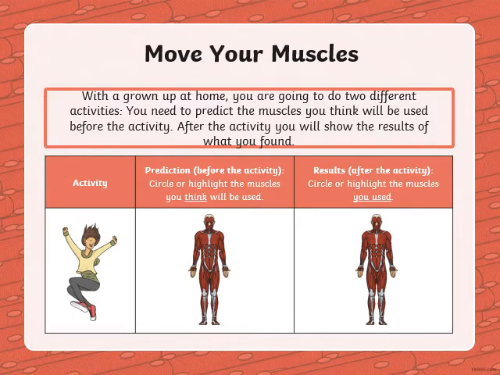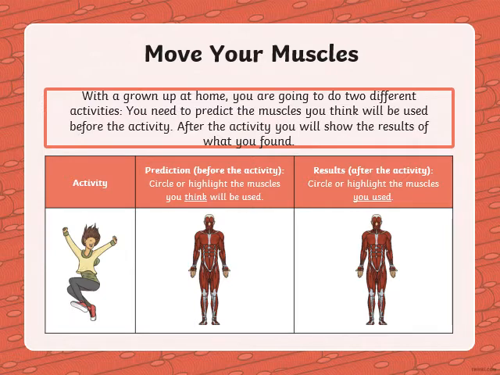So you can do this with a grown-up at home, or an older or younger brother and sister, or someone that you live with, and you're going to do two different activities. You need to predict the muscles that you are going to use before the activity. So have a think about which muscles you think you are going to use before you do the activity, and then you're going to see afterwards whether you were correct or not.